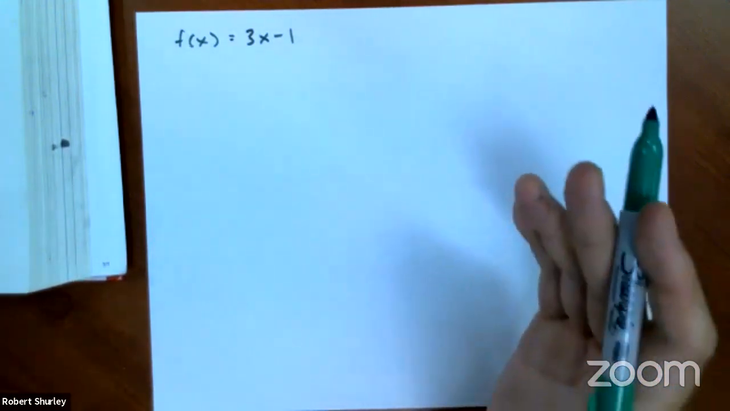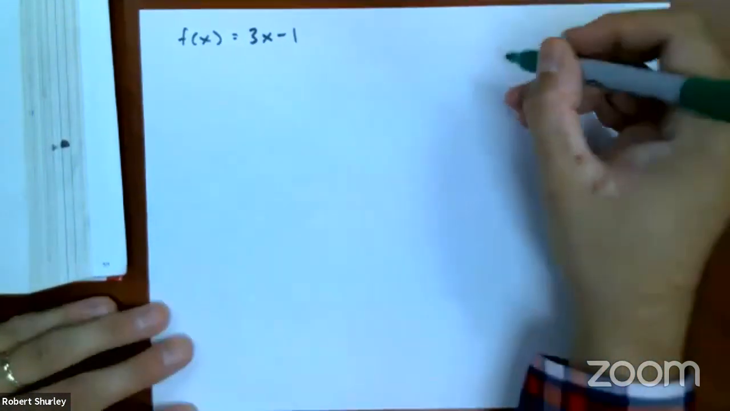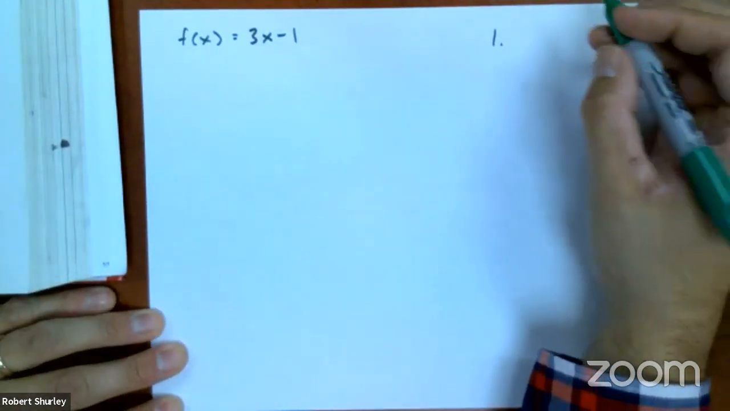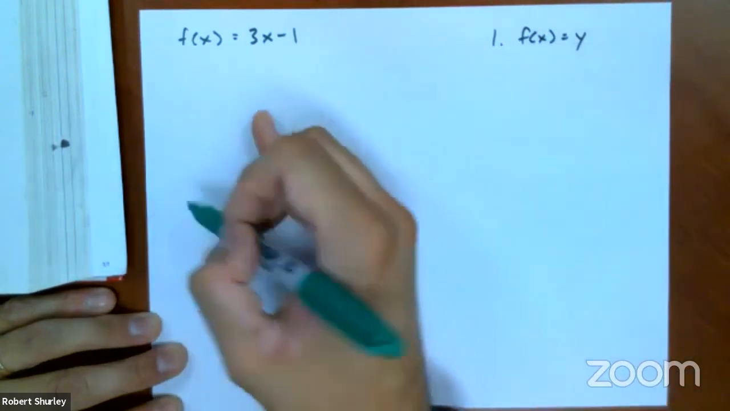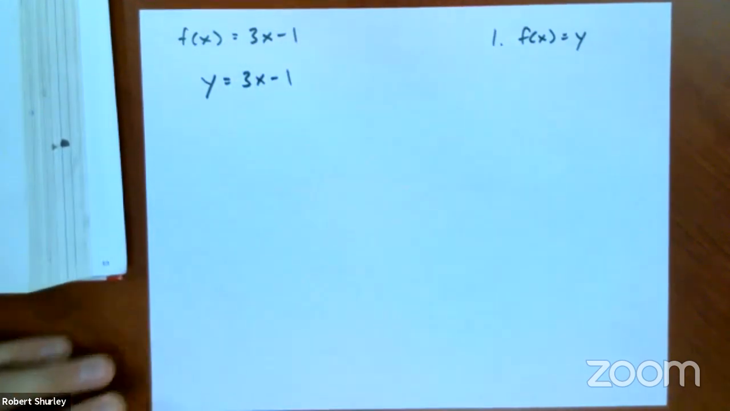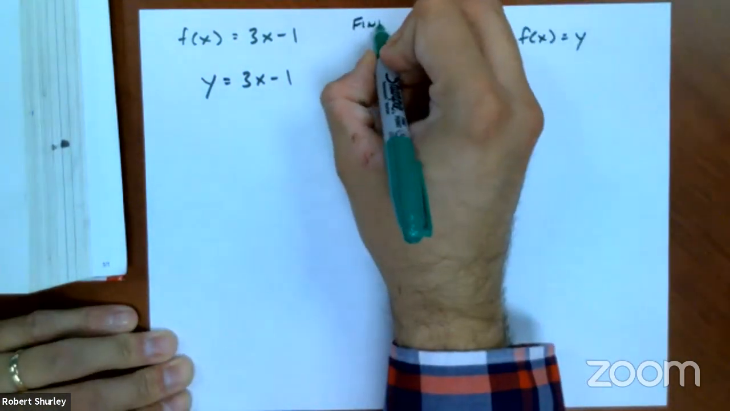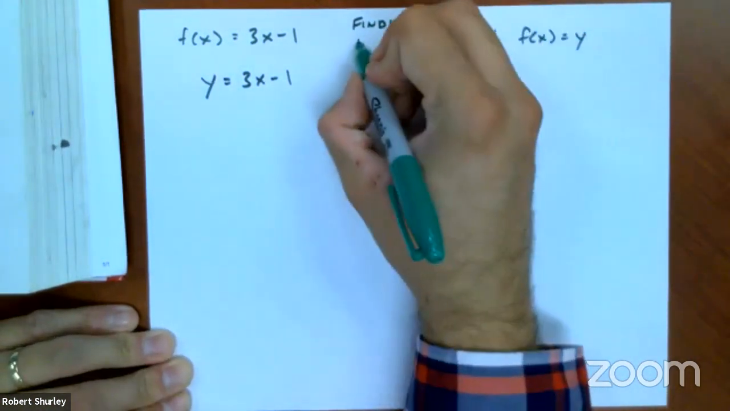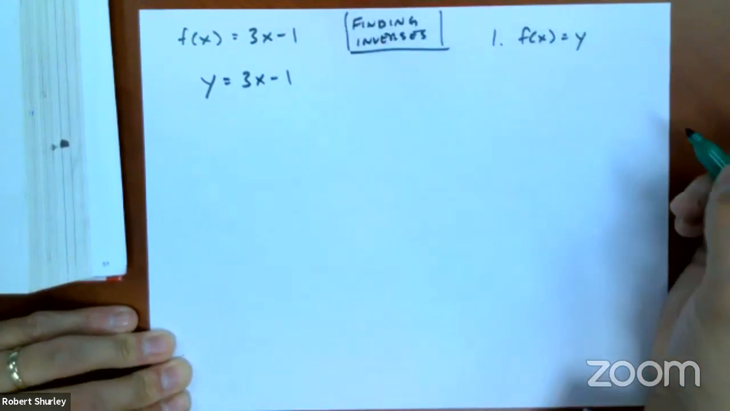So here's how you do this. I'm going to write the steps down as I'm finding the inverse. The first thing I'm going to do is write f of x as y. It'll just make it easier for us moving forward. So y equals 3x minus 1. This is finding inverses. We verified the inverse, but now we've got to find the inverse.